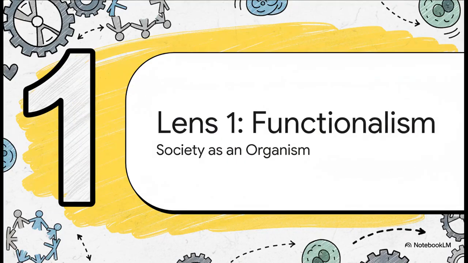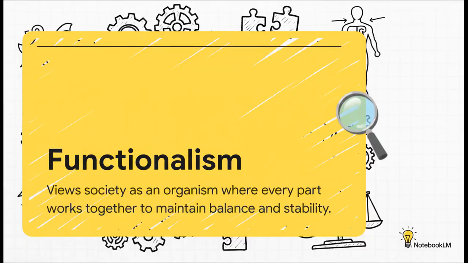Okay, first up, functionalism. This one takes a really big, wide-angle view of society. It's like looking at everything from a helicopter, seeing the whole landscape at once. So functionalism basically sees society as a living thing, an organism, almost like the human body. Every single part, the family, the economy, our education system, it all has a specific job to do. Just like your heart and your lungs work together to keep you alive, these social institutions are all working together to keep society stable and running smoothly.